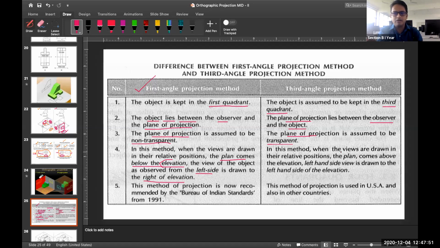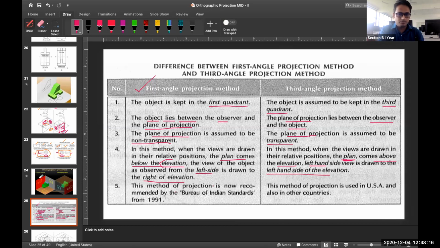Here the views are drawn to the relative position. Plan. Plan means top view. Top view will come above elevation. Elevation means front view. Okay. And left hand side view will be drawn to the left hand side of the elevation. Okay. So this is the difference between first angle projection and third angle projection method.